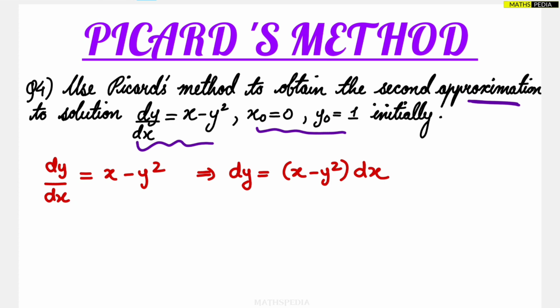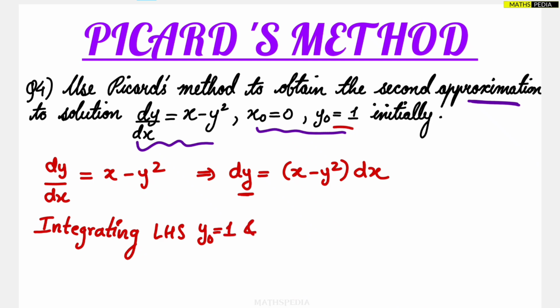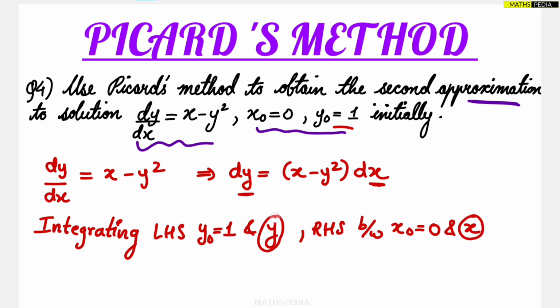Okay, next, second step: integrating both sides. Integrating the LHS, but you should know the limits. The limits will be for y, so it is y naught, which is given in the question as 1, and y. And the RHS also the same thing: between x naught, which is given in the question as 0, and x. The upper limit will be x and y respectively.